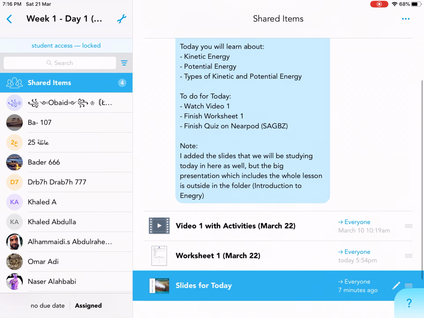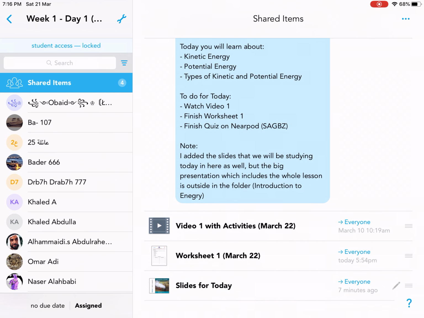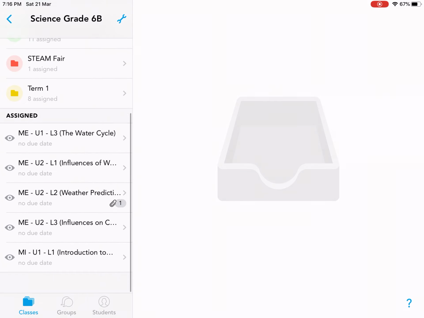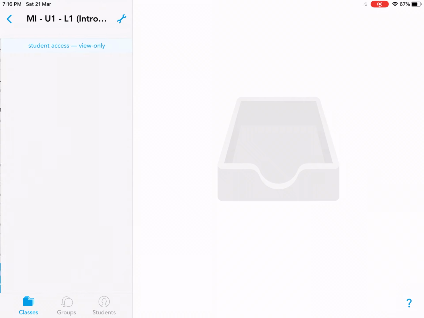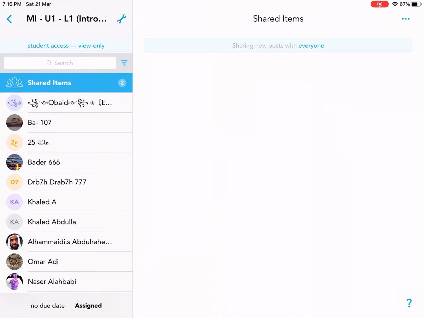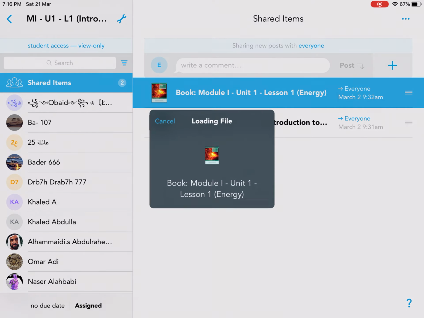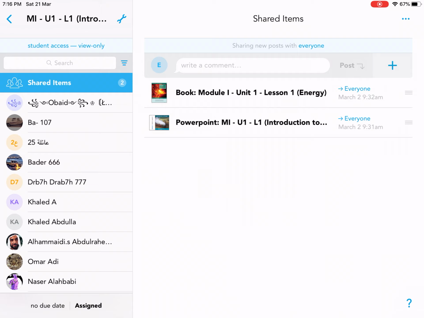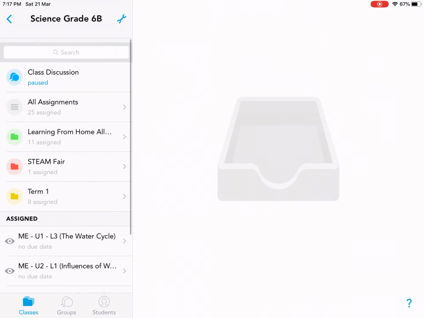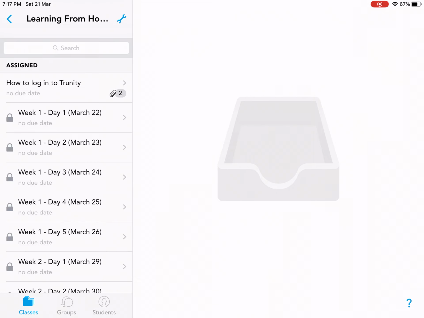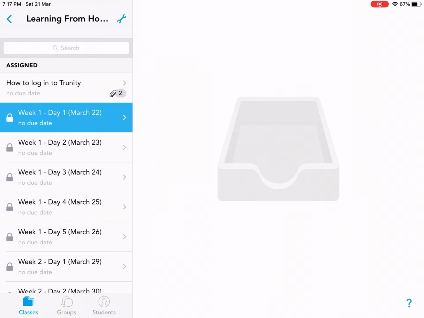I added the slides that we'll be studying for today. You can see them down here. But the big presentation, which includes the whole lesson, is outside in a folder called Introduction to Energy. I can show you right here. We go down, it's the last lesson. You press on it, Introduction to Energy. Under shared items you will find the book and the PowerPoint. This is the PowerPoint for the whole lesson, and this is the book for the lesson. But right now, what you need to do today is basically everything in this folder.